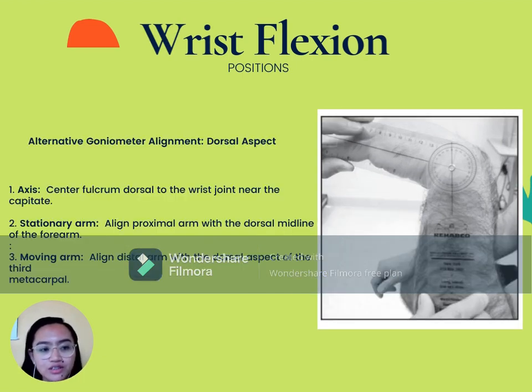So for wrist flexion, the alternative goniometer alignment is on the dorsal aspect. The axis of the goniometer is the central fulcrum dorsal to the wrist joint near the capitate. Then the stationary arm of the goniometer is aligned with the dorsal midline of the forearm. And the moving arm is aligned with the dorsal aspect of the metacarpal.